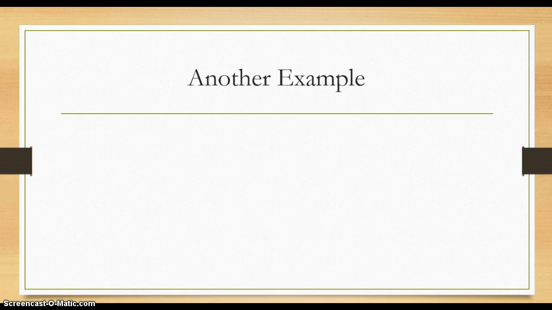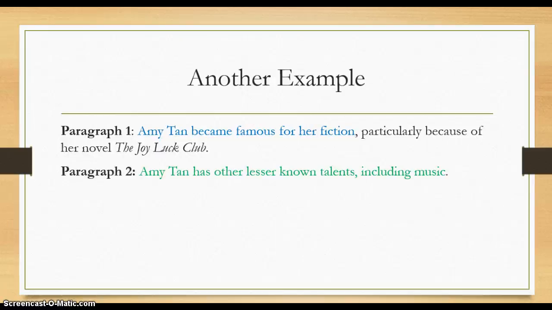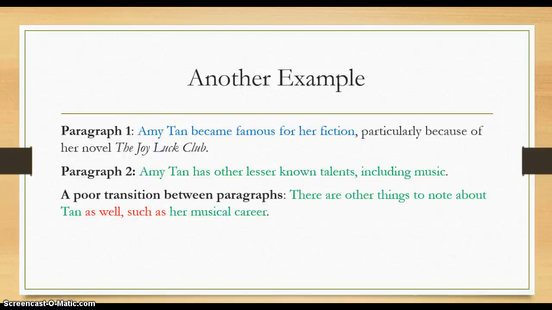So here's another example. Let's say you're writing a paper about Amy Tan, author of The Joy Luck Club, and your first paragraph is going to discuss how she became famous for her fiction, particularly this novel. And in your second paragraph, you want to talk about how Amy Tan has other lesser-known talents, including music. So here is a transition that doesn't quite do the job. There are other things to note about Tan as well, such as her musical career.